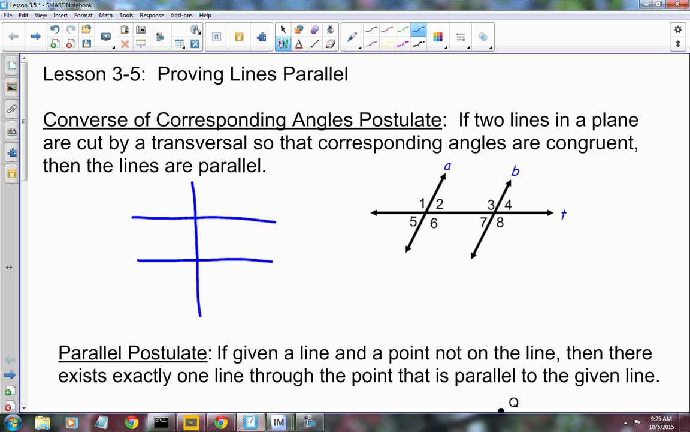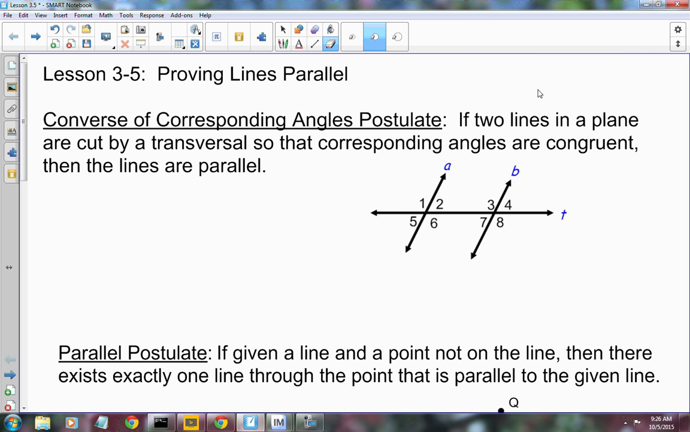Then we learned one that said if you have a line that's perpendicular to one of two parallel lines, then what was its relationship to the second parallel line? It's also perpendicular. What was that one called? Remember? If a line's perpendicular to one of two parallel lines, it's perpendicular to the other. It's called the perpendicular transversal theorem. Okay, perpendicular transversal theorem. All right, so that's what we learned last week.